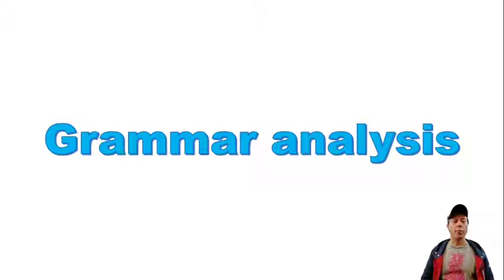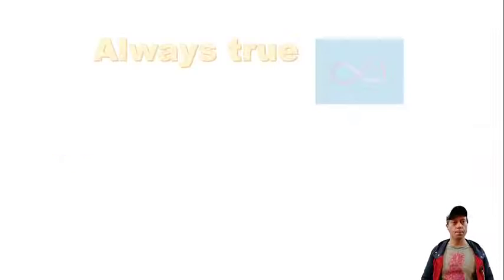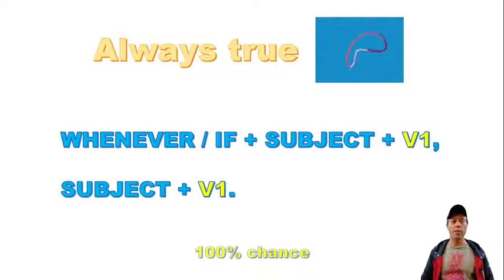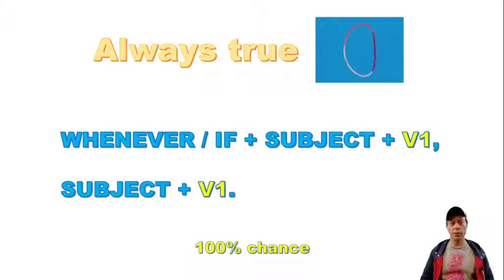Okay, grammar analysis. We'll analyze the grammar for the zero, the first, the second, and then we'll go into the mixed conditionals, where we combine the second and the third conditional at the end of the video. Okay, the grammar for the zero conditional. Remember, the zero conditional expresses things that are always true, general truths or laws of nature, for example. So the conjunction could be whenever or if, and remember, whenever means every time.